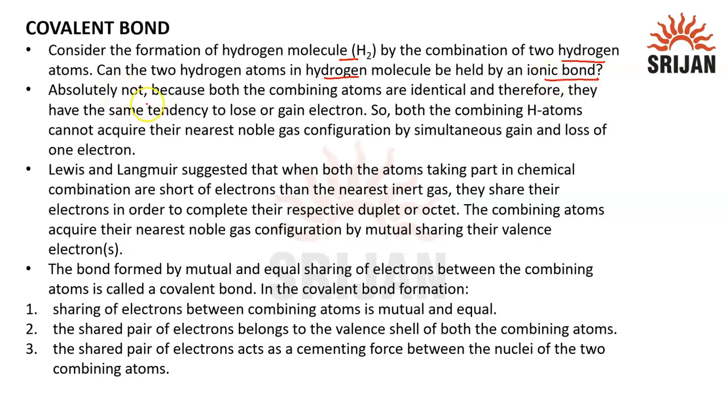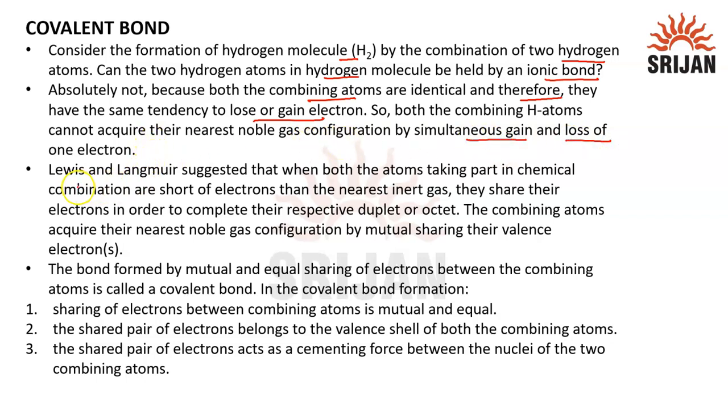Actually, it is not possible because both the combining atoms are identical. So they will have the same tendency to lose or gain electrons. So both the combining hydrogen atoms cannot acquire their nearest noble gas configuration by simultaneous gain and loss of one electron.